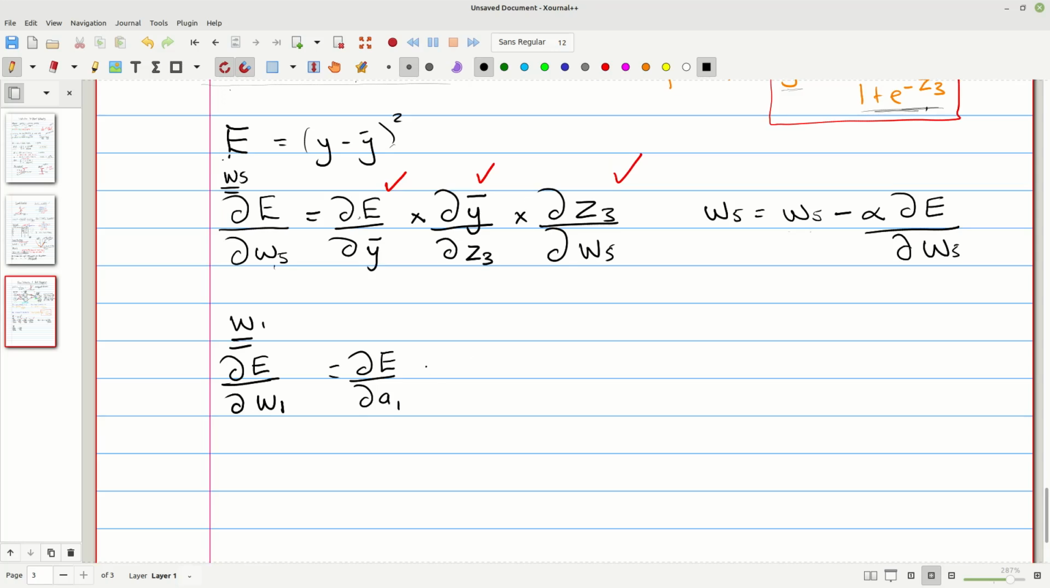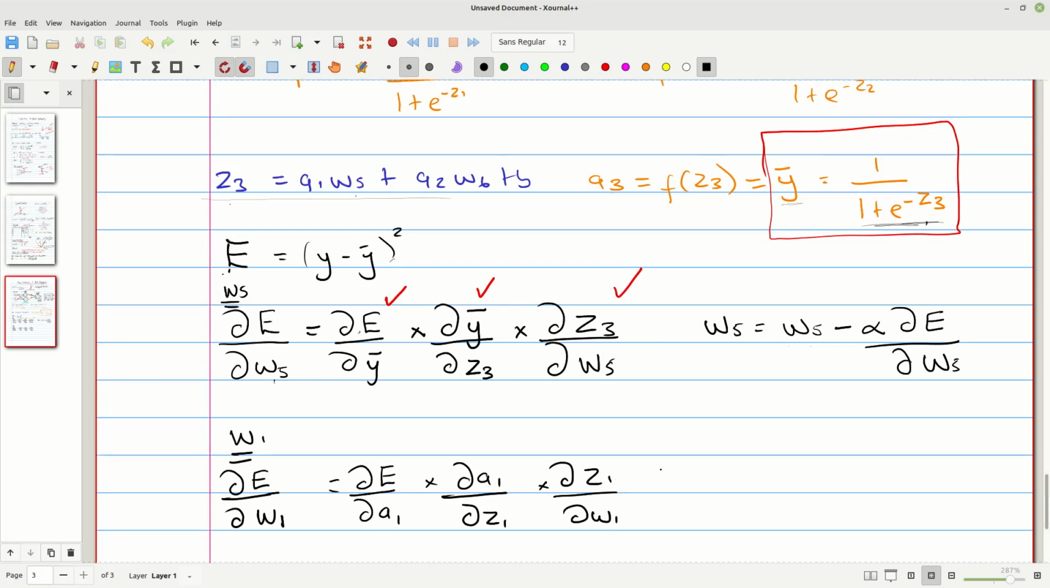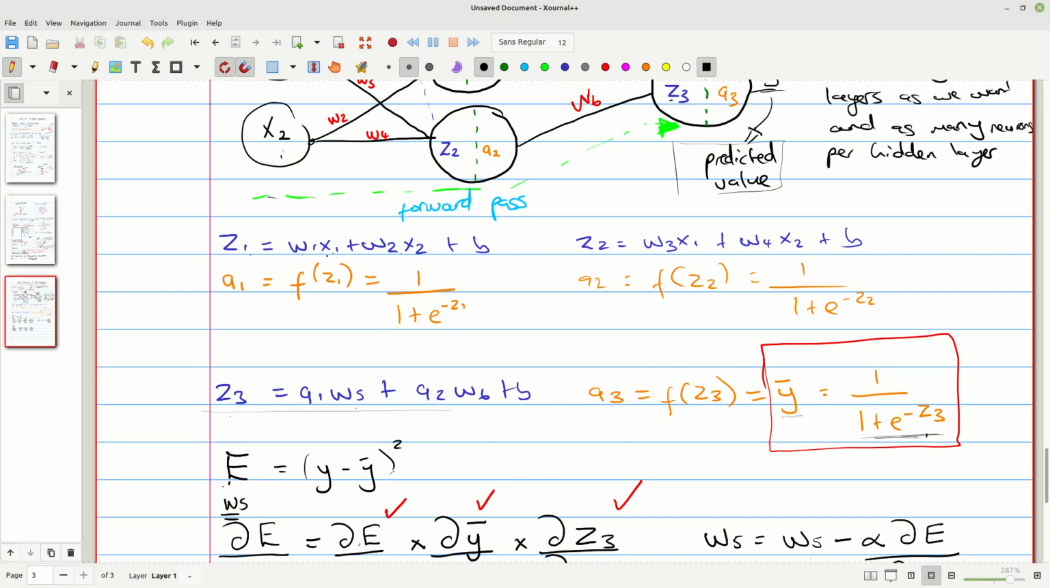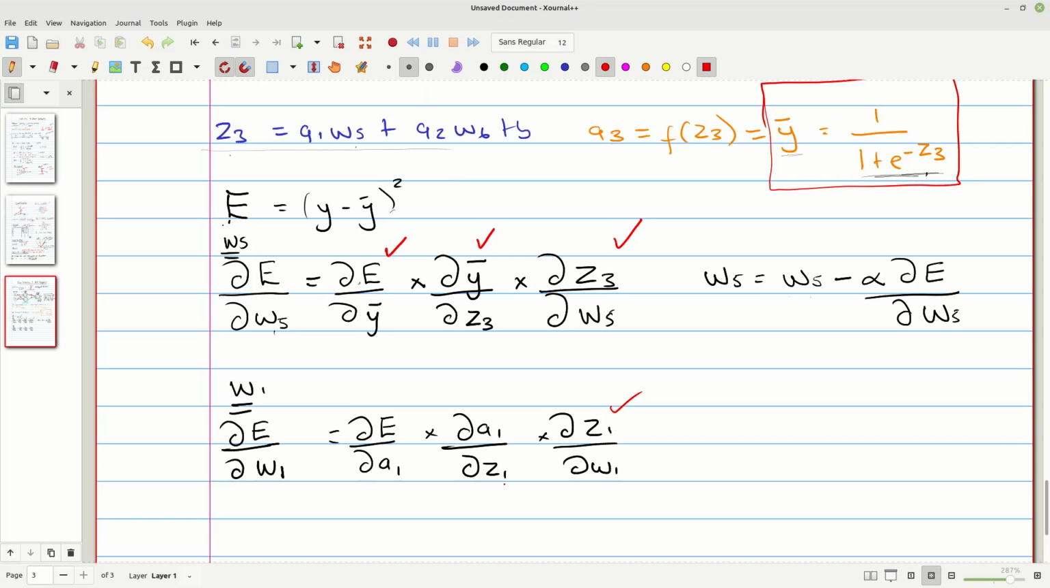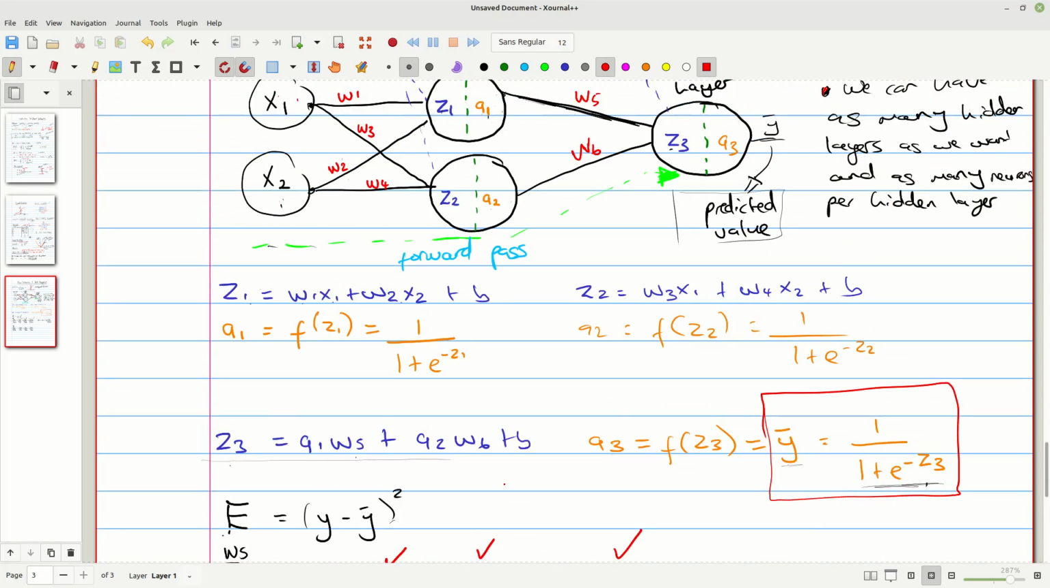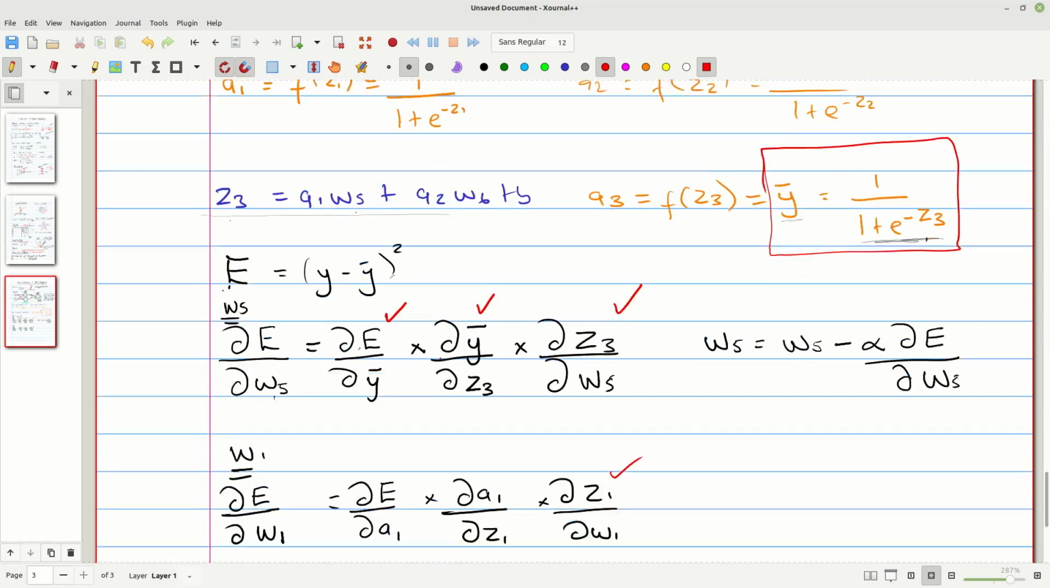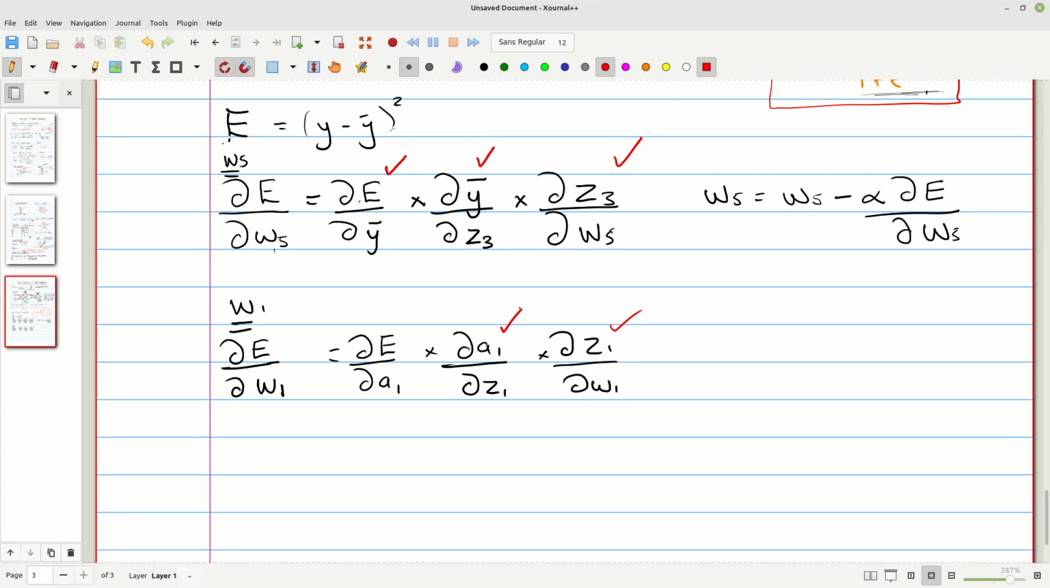Then we have times the derivative of a1 with respect to z1, times the partial derivative of z1 with respect to w1. Do we have an expression for z1 and w1? Yes, we do. z1 is equal to w1 x1 and so on, so we can take this partial derivative. And for a1 and z1, yes, a1 is equal to 1 over 1 plus e to the minus z1, so we can take the partial derivative with respect to z1 here.